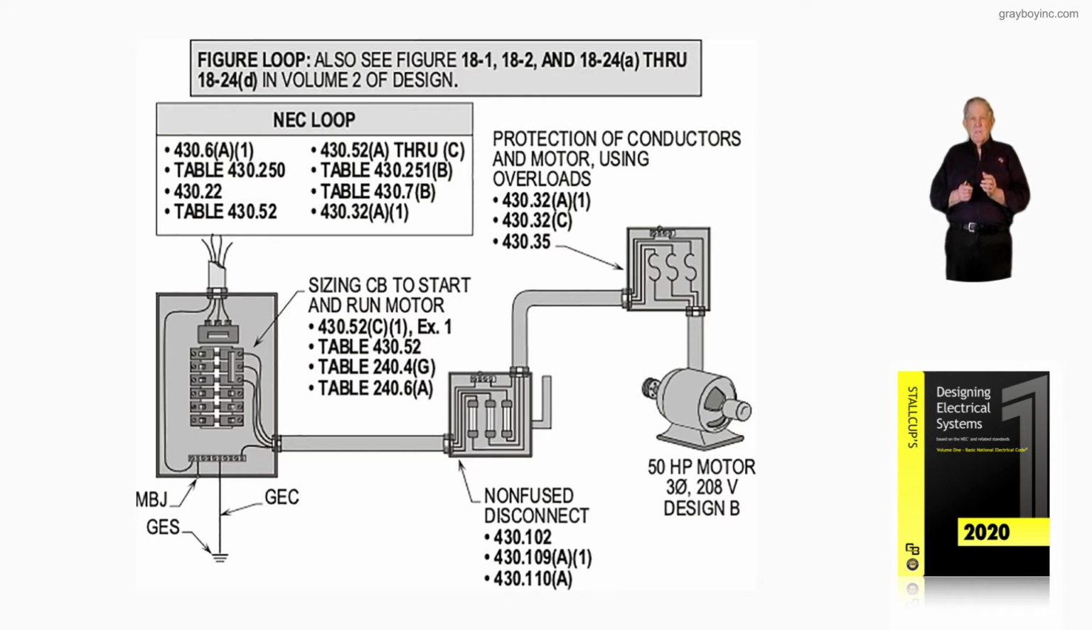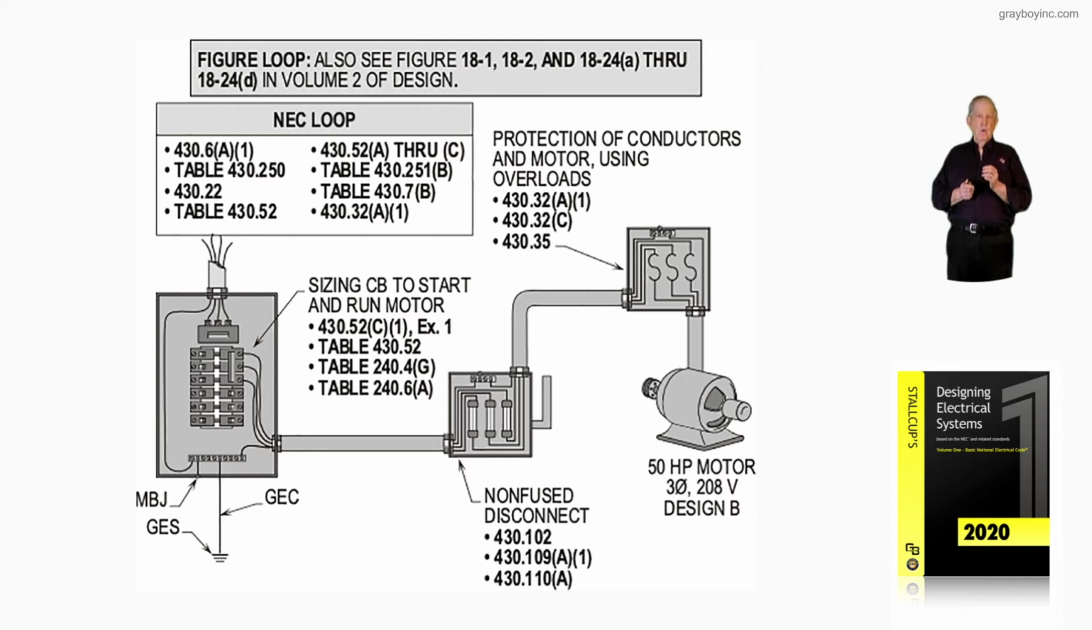But this all begins in 430.6(A)(1), which states you must use the table currents listed in Article 430 to get the full load current of the motor, not the nameplate. The nameplate is only used by 430.6(A)(2), and that's when you're providing overload protection to the motor.